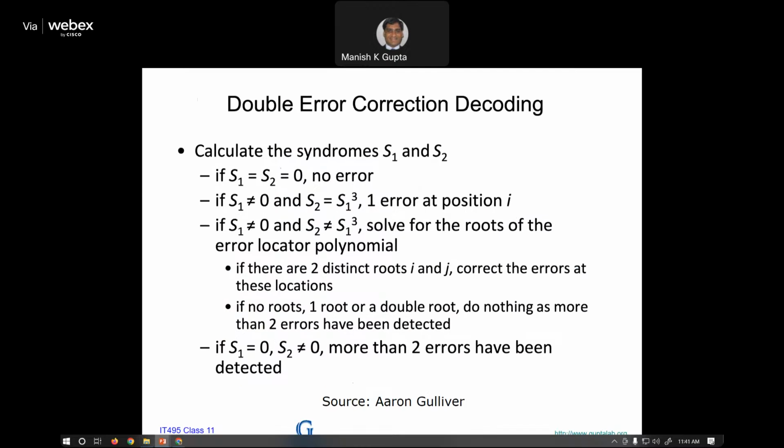So the most interesting case is this one. If S1 is not equal to 0 and S2 is not equal to S1 cube, solve for the roots of the error locator polynomial. If there are two distinct roots I and J, correct the errors at these locations. If there are no roots, one root or a double root, do nothing, as more than two errors have been detected. So you are able to correct only in this case: two errors you are able to correct.